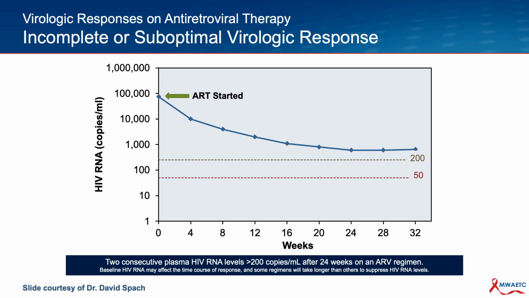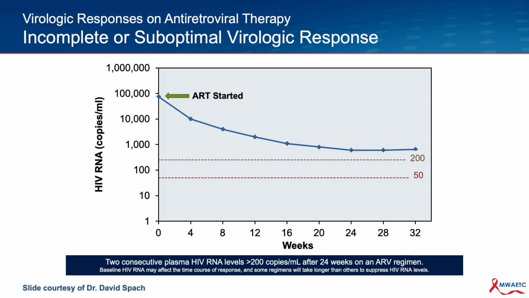And this is an example of what we mean by incomplete or suboptimal virologic suppression. So if a person starts ART and you think they are taking it, you think they are adhering to it, but the viral load remains above 200 copies and does not suppress, then it may be worth repeating the genotype to see if there were mutations that were missed at baseline that then appear. Again, this assumes the person is adhering to ART.